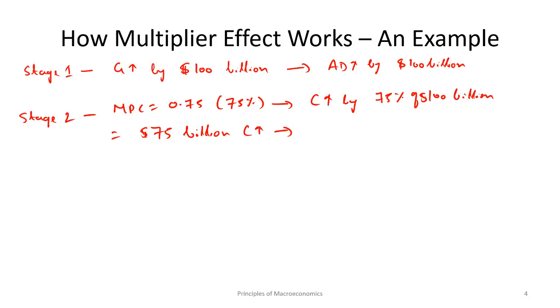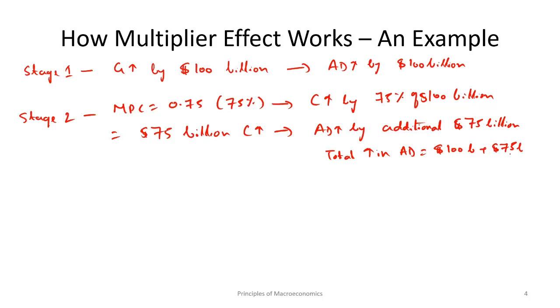C increases. Now if consumption increases by $75 billion, what happens to aggregate demand? Aggregate demand increases by an additional $75 billion. So the actual increase in aggregate demand is 100 billion plus 75 billion. So the total increase in aggregate demand is equal to first 100 billion plus $75 billion, equal to $175 billion.